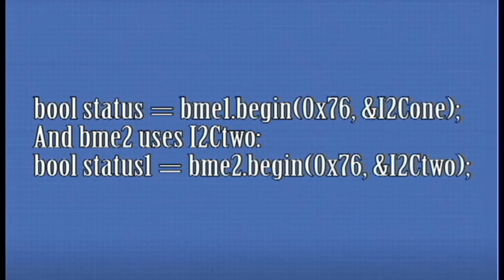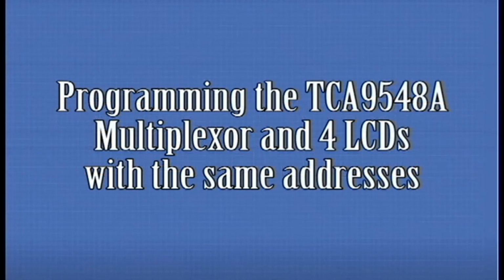Then, you should initialize the bme1 and bme2 objects with the right address and I2C bus. bme1 uses I2C1: bool status = bme1.begin(0x76, &I2C1). And bme2 uses I2C2: bool status1 = bme2.begin(0x76, &I2C2). Now, you can use the methods from the Adafruit_BME280 library on your bme1 and bme2 objects to read temperature, humidity and pressure.